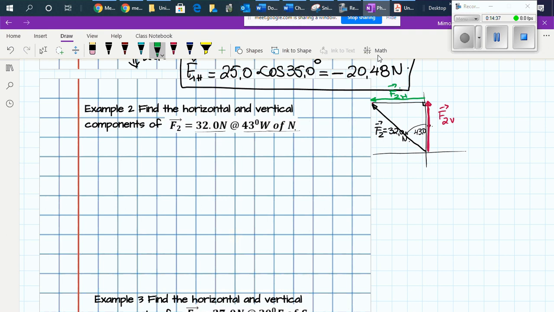Since we are here, what is the sign of the horizontal component and the vertical component? Positive or negative?